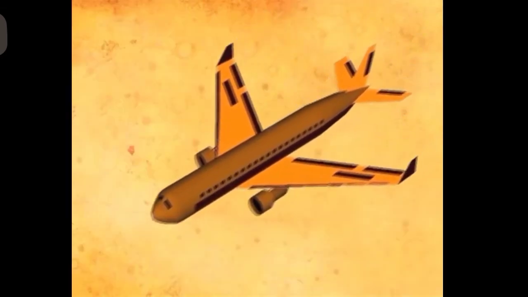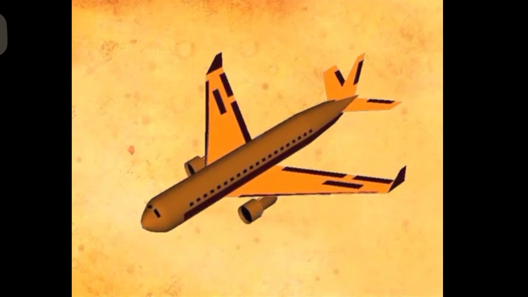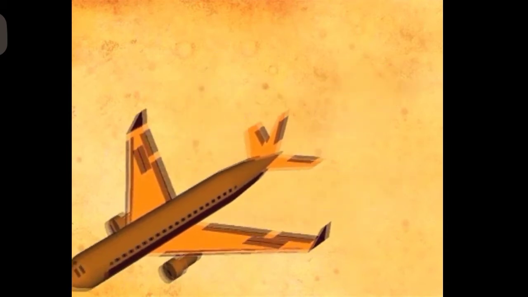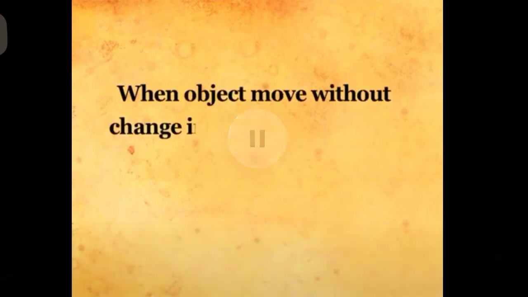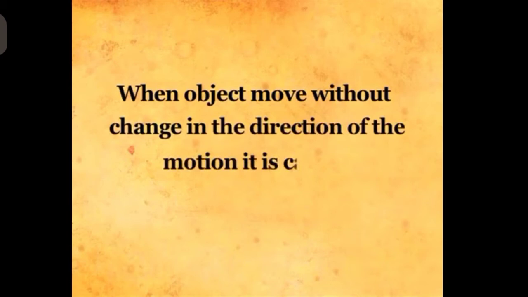During the motion, there is a continuous change in the position. It is very important. Take an aeroplane, where the four forces acting on it are balancing each other. That is why there is no force which can change the direction of the motion. When an object moves without changing the direction of motion, it is called motion in a straight line.